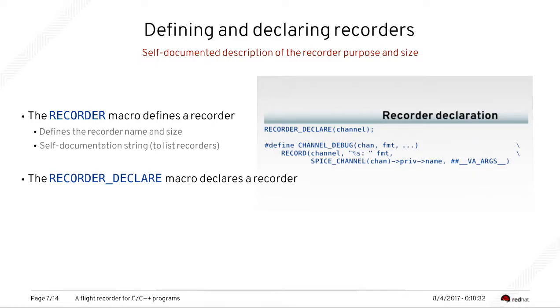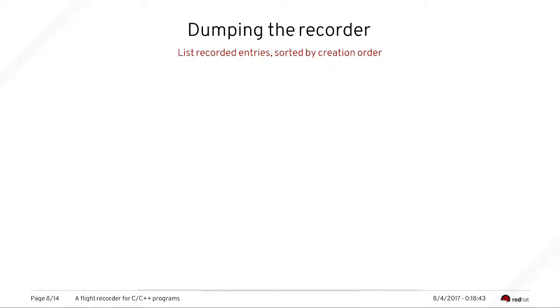The recorder declare macro declares a recorder that's to be used, for example, in header files if you want to use the same recorder across multiple C files. So that works like a function declaration.